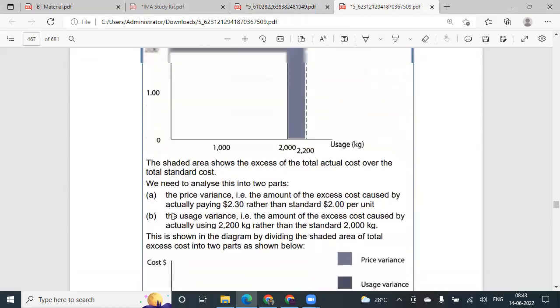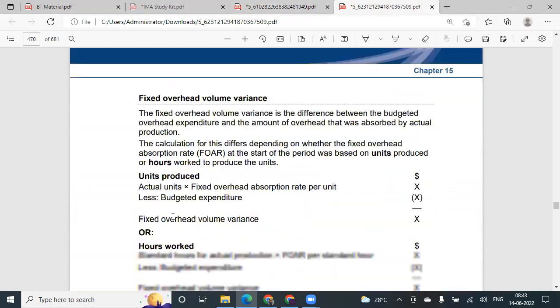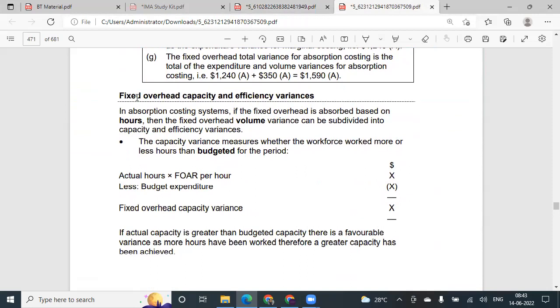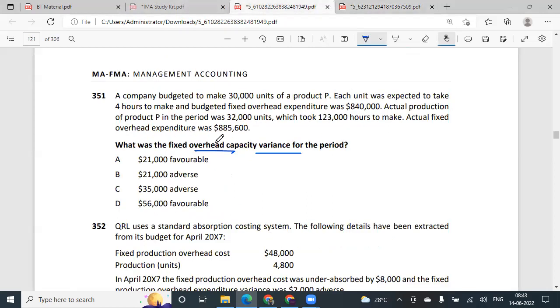अब ये आप लोग के बस अंडरस्टैंडिंग के लिए मैं यहाँ पे स्टडी टेक्स्ट खोला हूँ. Anyhow, in your main sessions, main exam, you won't be having it, but still just understand. Actual hours into fixed overhead absorption rate per hour less budgeted expenditure will give us what? Overhead capacity variance. So let's go here.